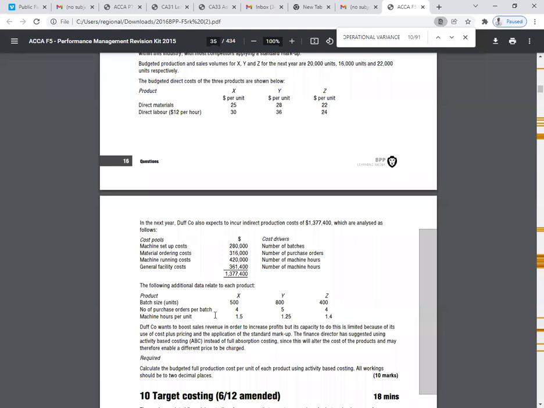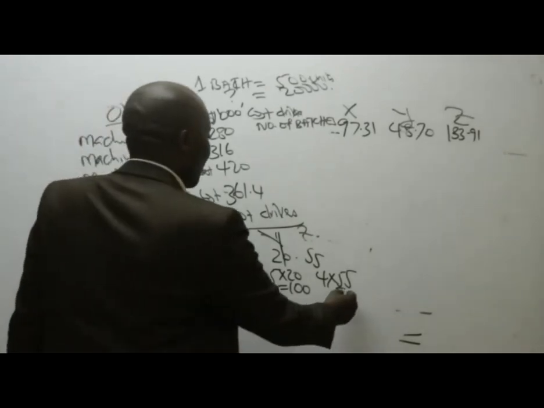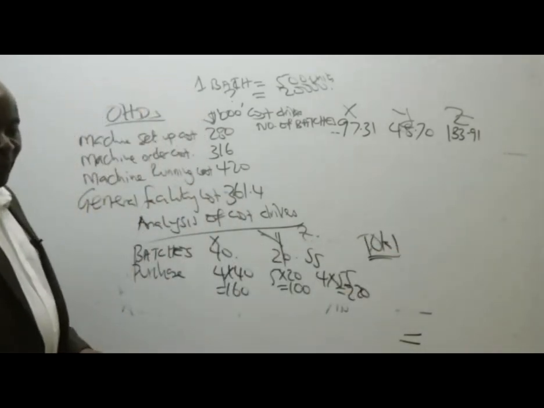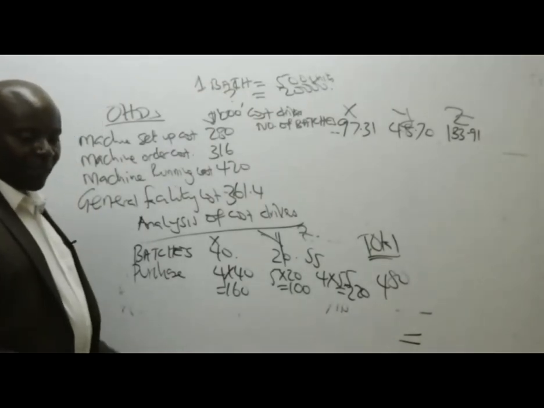How about Y? For Y, I will take 5 times 20, which is 100. For Z, I will take 4 times 55. Please give me an answer. What does Z come to? Z comes to 220. Now what is the total? Somebody tells me it is 480. Total comes to 480.